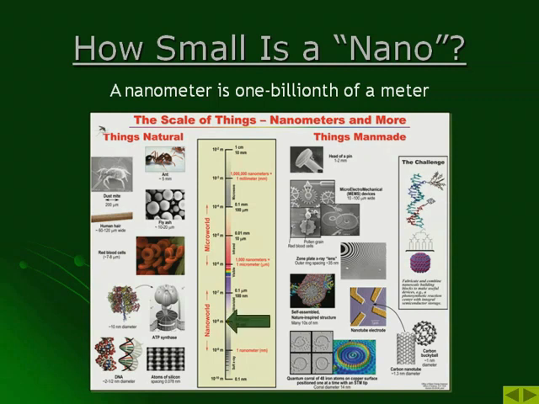Consider the size of a pinhead, which has a diameter of 1 to 2 millimeters. A dust mite has a length of around 200 micrometers. Red blood cells have a diameter of 7 to 8 micrometers. And DNA strands have a diameter of just over 2 nanometers.